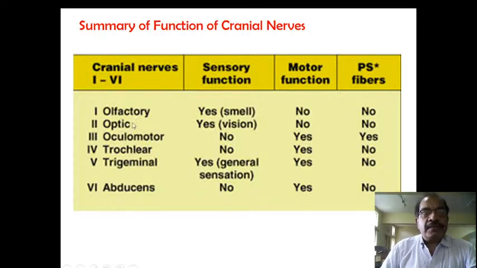The second nerve, the optic nerve, again has only sensory function. Oculomotor has motor function as well as parasympathetic function, but it does not have any sensory function. Trochlear is purely motor. But the trigeminal nerve, the fifth cranial nerve, has sensory as well as motor functions, but no autonomic function. The sixth nerve, the abducent nerve, has only motor function and no other function.